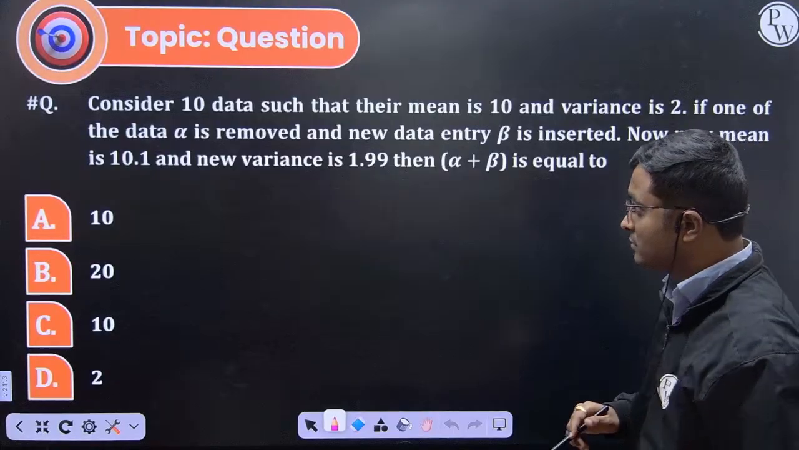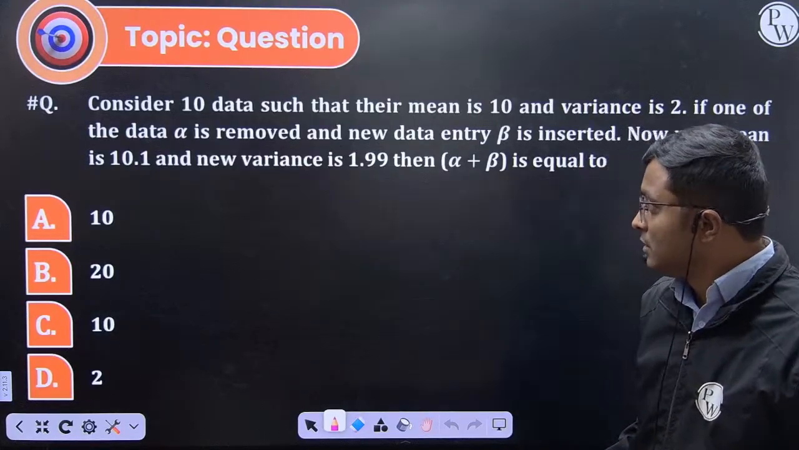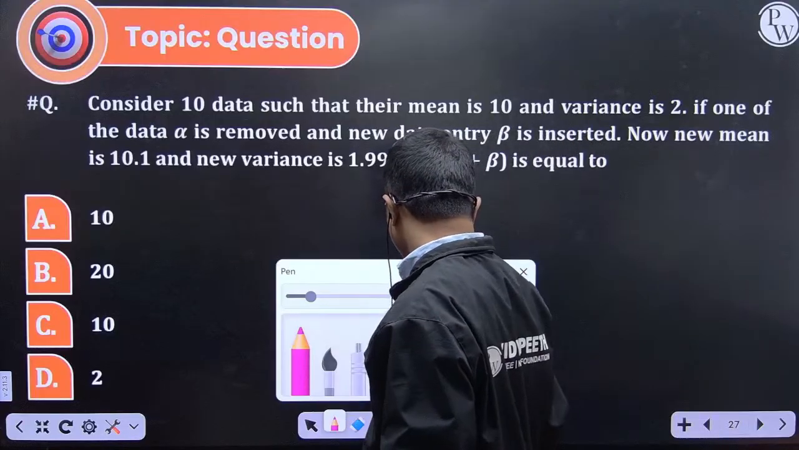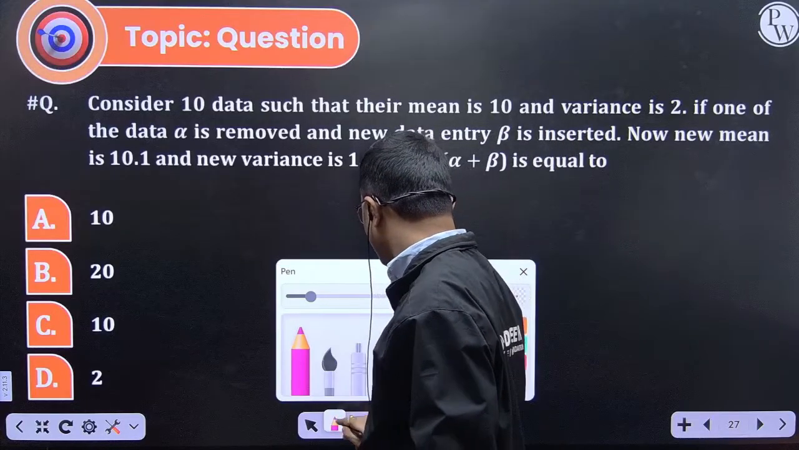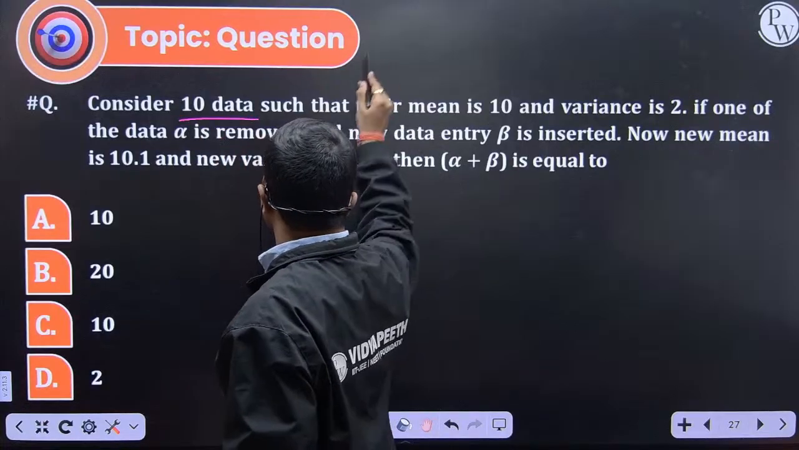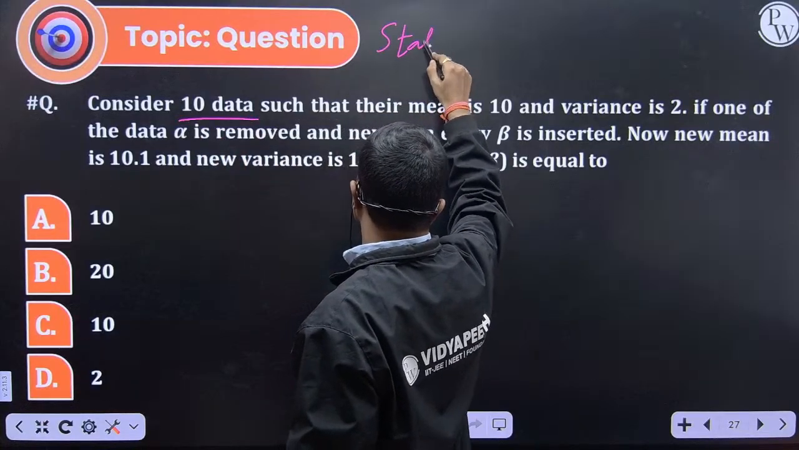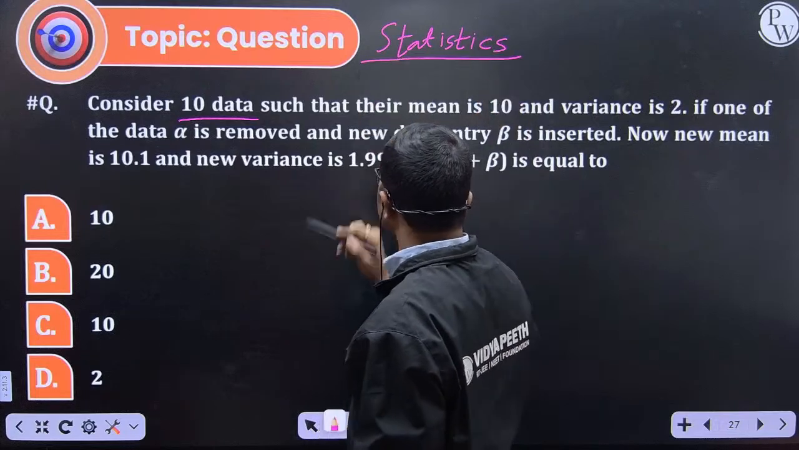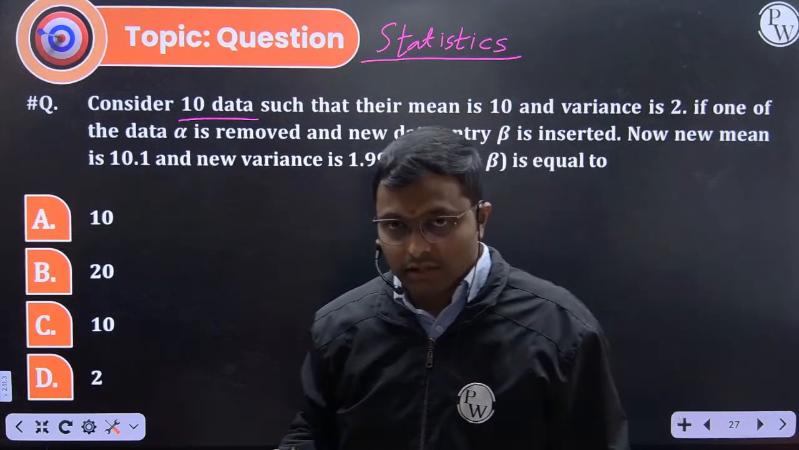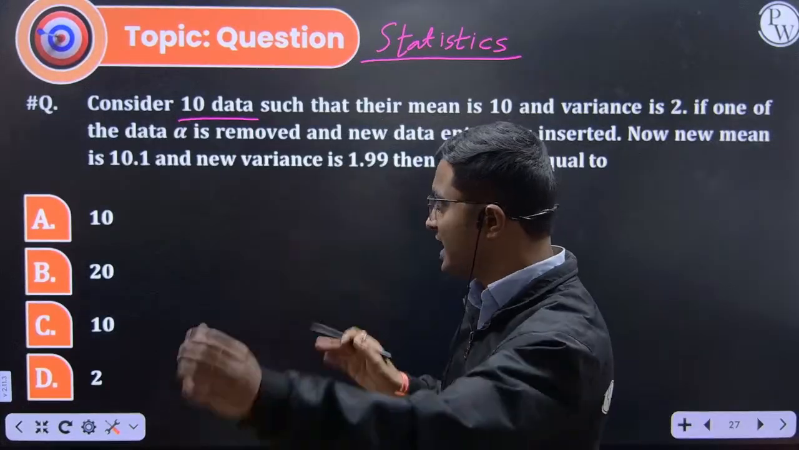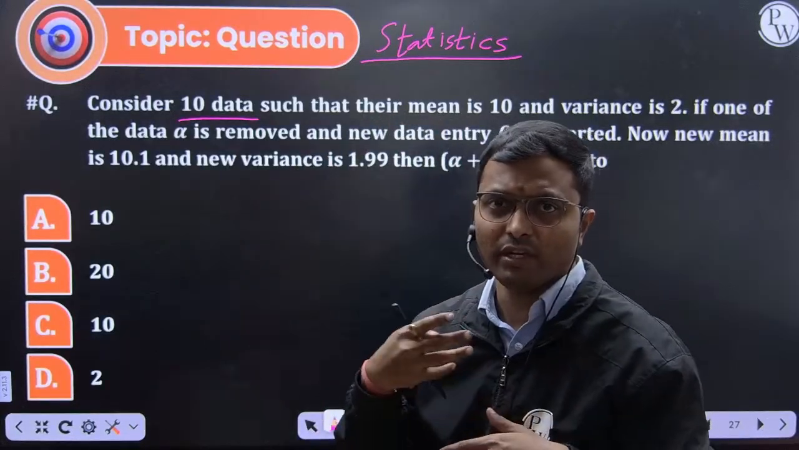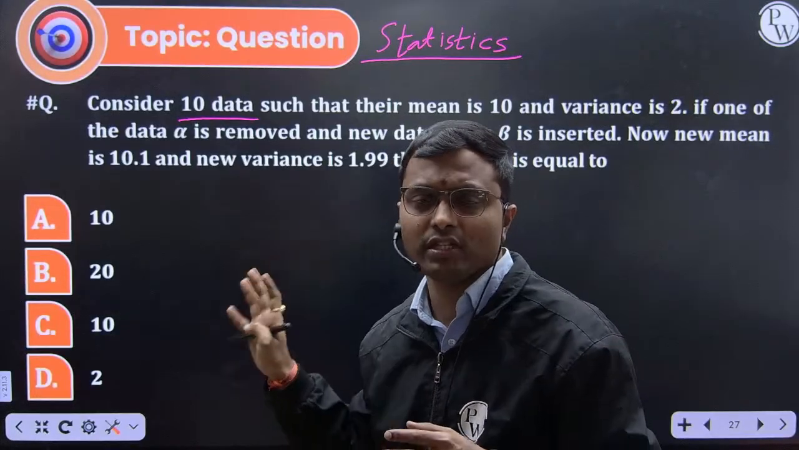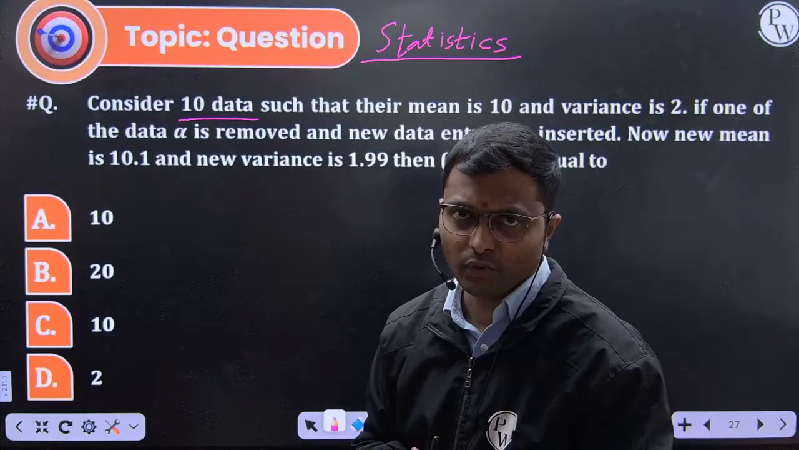So in this question, he is telling 10 data. That means obviously we know this type of question is related to statistics. Again, it's a very easy topic and boring. Let us try to solve this one. This is again a standard question. If you have done a medium level of preparation also, this question should be solved by you. You should not miss this one.